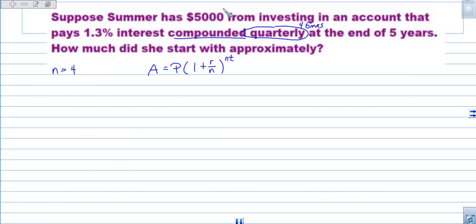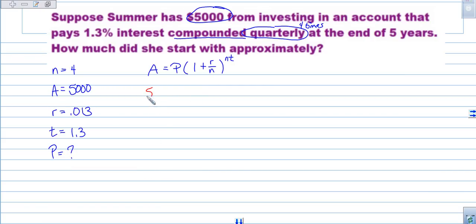And then we have $5,000. This is telling her that she has $5,000 at the end of investing in an account. So this is our A. And then we know our R is 0.013. And then we know our T equals 1.3. So we're trying to find P. So P is the part that we don't know. Okay, so we go in and we plug all that in.